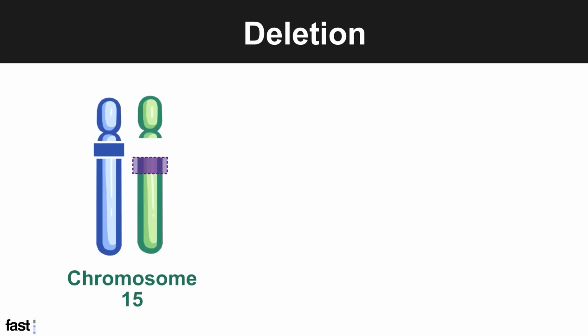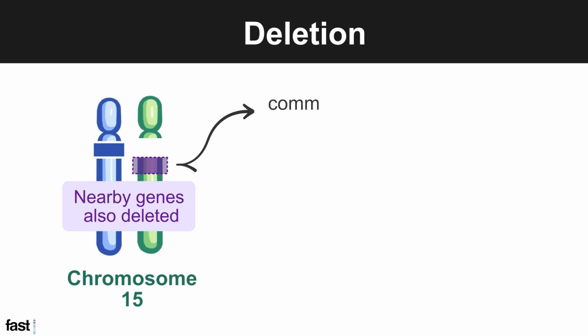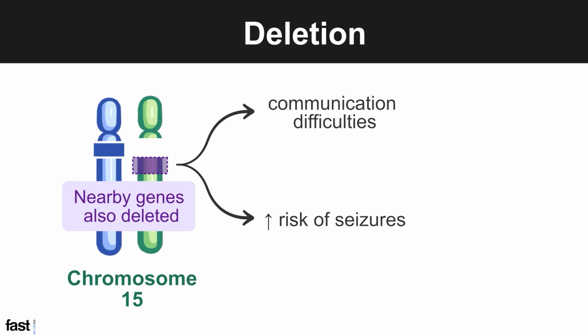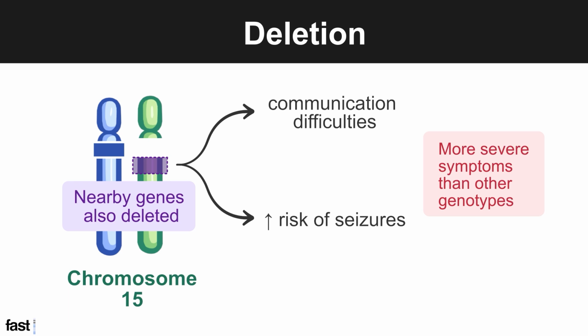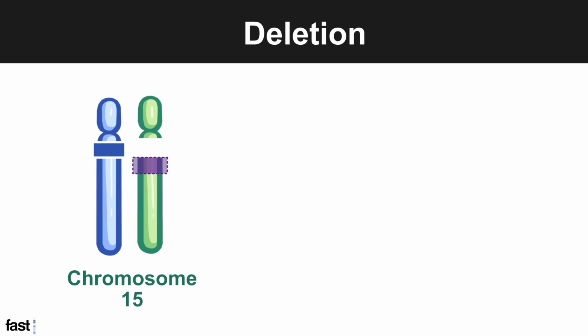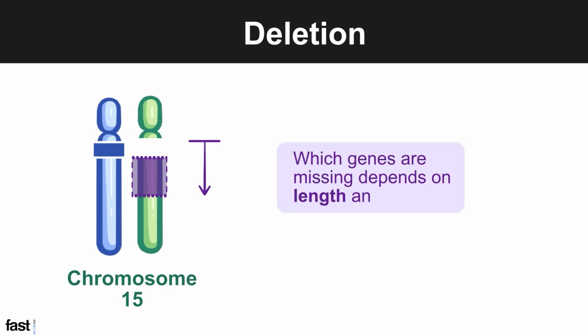In addition, several genes that sit next to the maternal UBE3A gene are also deleted. These other missing genes may contribute to AS features, such as communication difficulties and seizures, resulting in more severe symptoms in deletion AS as compared to individuals with other AS genotypes. Deletion AS can be categorized based on the length of the deleted segment, and exactly which genes a person is missing depends upon how long the deleted segment is and where the deletion starts and ends.